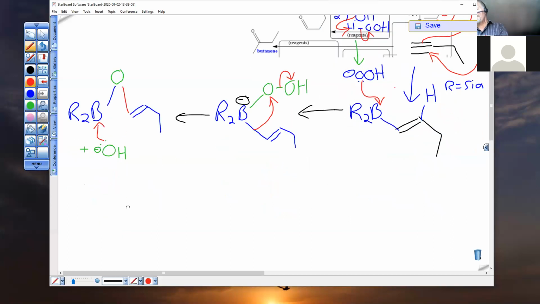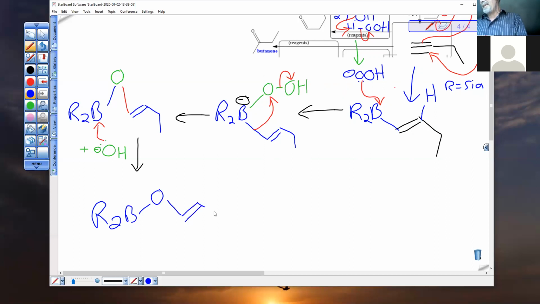All right. Moving down. R2B bonded to O, bonded to a C, double C with an ethyl. And now we have an OH down here. Boron's got a minus charge because it's back to 4 bonds.